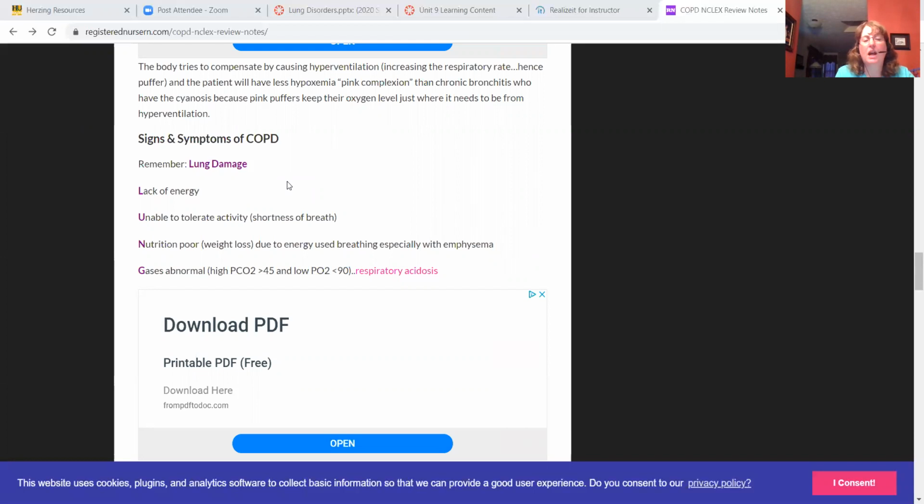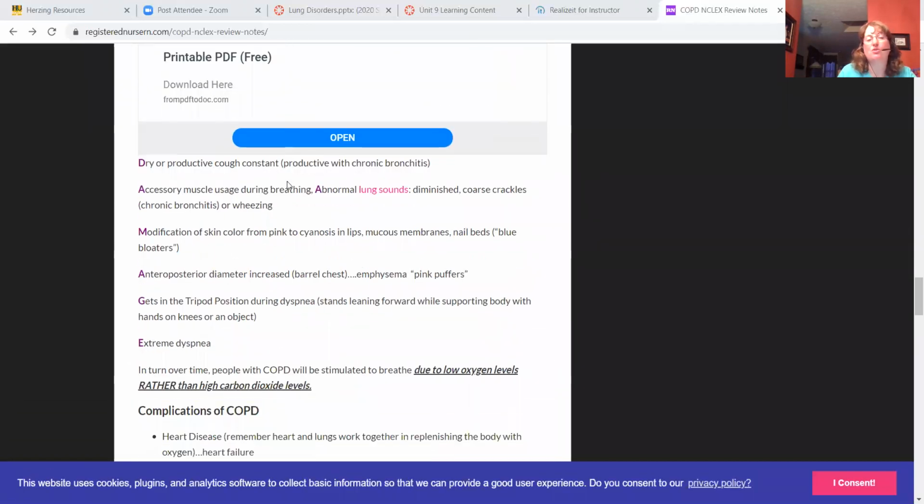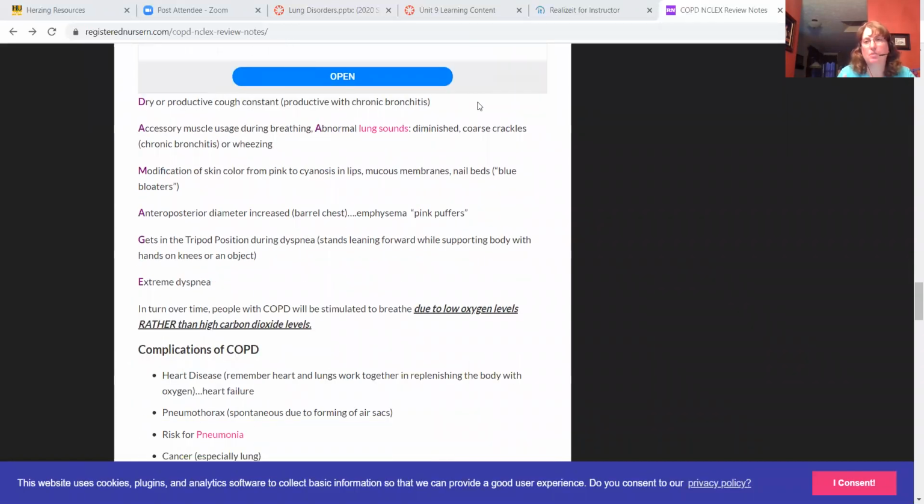Their blood gases are abnormal. Usually they have respiratory acidosis. They could have a dry or productive cough that's constant, especially with the bronchitis. And then their skin color could be pink to cyanotic in their lips, mucous membranes, and nail beds. Again, they can have that difference in the anterior posterior diameter of their chest, which is that barrel chest, because of constantly having these hyperinflated lungs. And again, they get in that tripod position during their shortness of breath attacks, which is leaning forward while supporting their body with their hands or knees on an object.